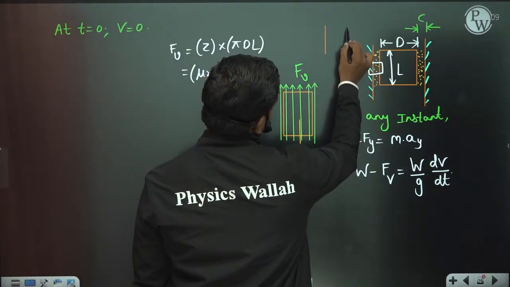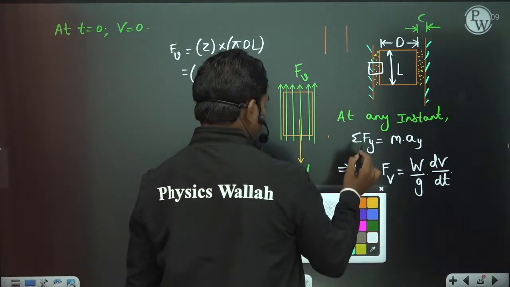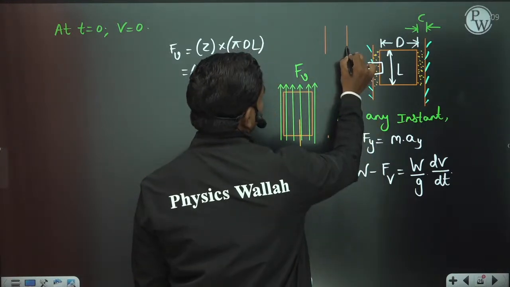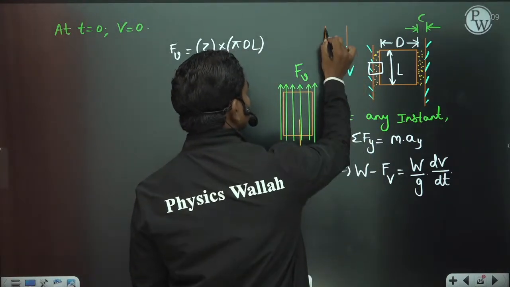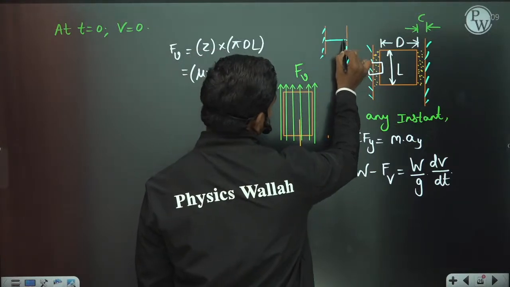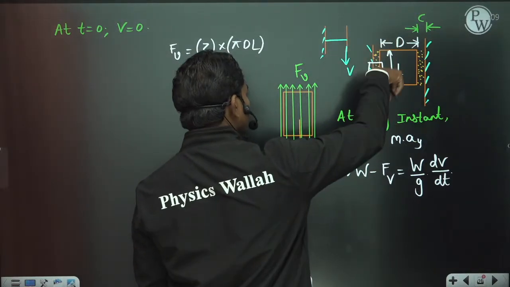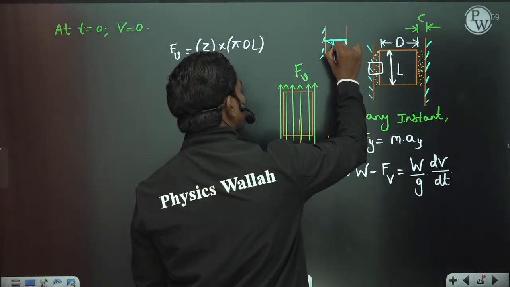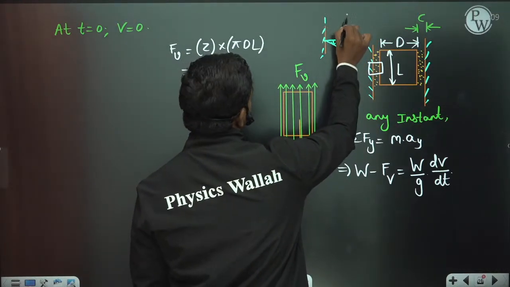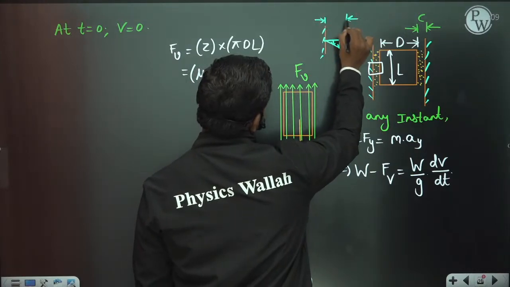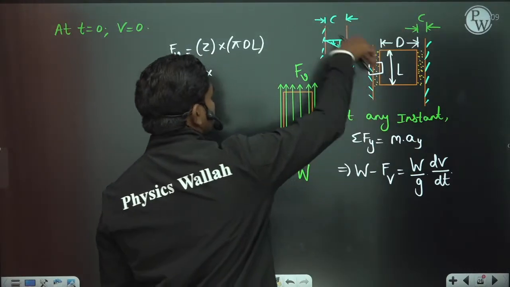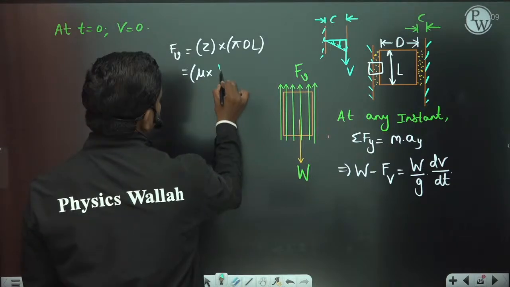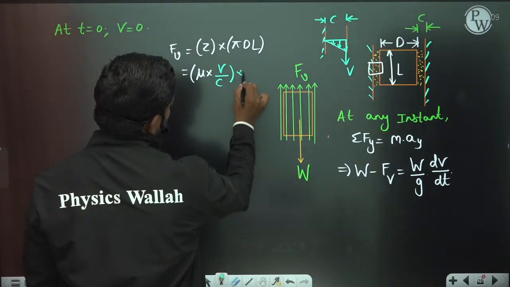There is a surface which is moving at v velocity, meters per second. There is a surface which is stationary. If you take a velocity gradient in the direction perpendicular to this motion, you will develop a velocity gradient like this. So this is v. Slowly there comes some velocity gradient, and this clearance is C. So normal to the motion, you have a velocity gradient V by C. V by C is the velocity gradient, multiplied by the area pi d l.